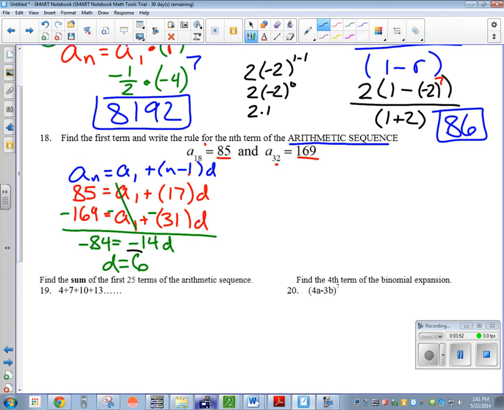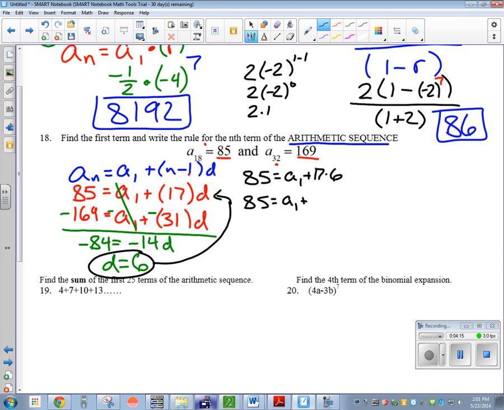There's one thing. In order to solve that. Oh, I plugged it, made the wrong arrow, sorry. Plugged 6 back into there. So it's going to be 85 is equal to a sub 1 plus 17 times 6. So 85 is equal to a sub 1 plus 102. Subtract 102. A sub 1 is negative 17.